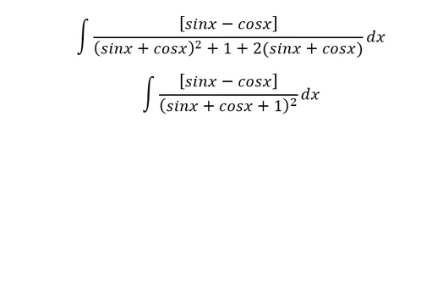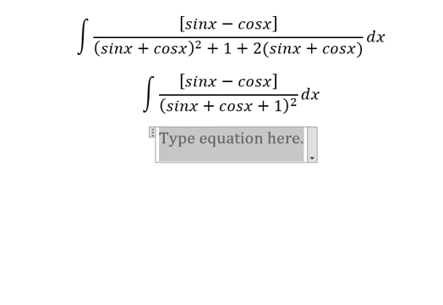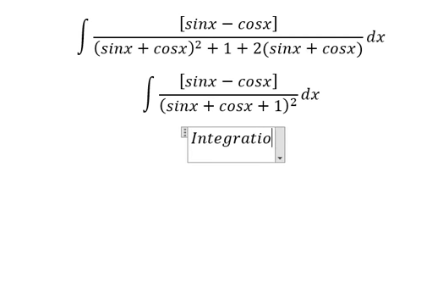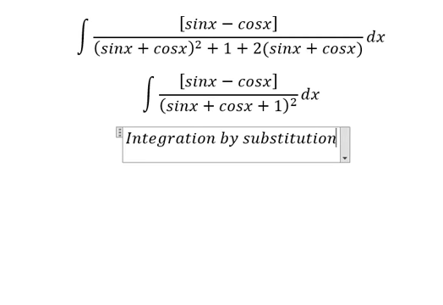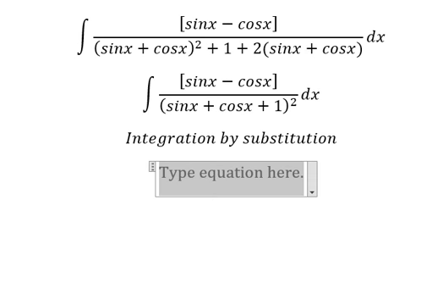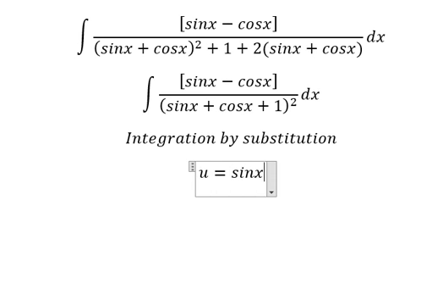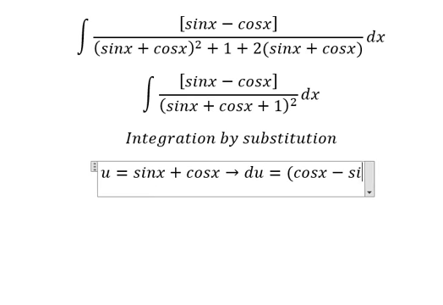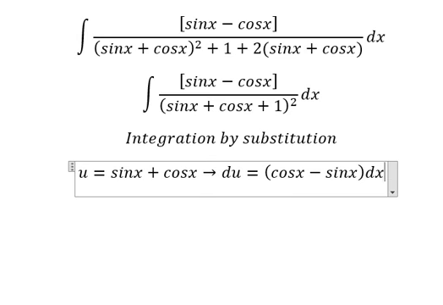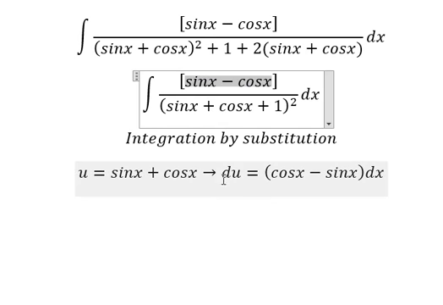Next, we need to use integration by substitution. So I will put u equal to sine x plus cosine x. If we take the first derivative of both sides, you get du equal to cosine x minus sine x dx. We know that this is sine x minus cosine x, and this one is cosine x minus sine x. We want to create it like this, so we need to multiply by negative 1 for both sides.